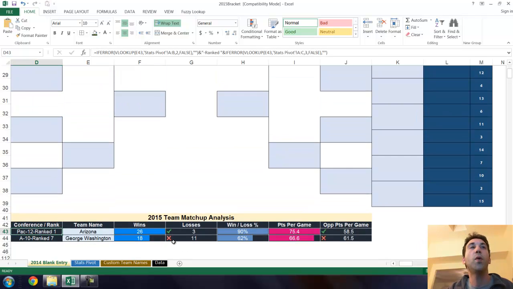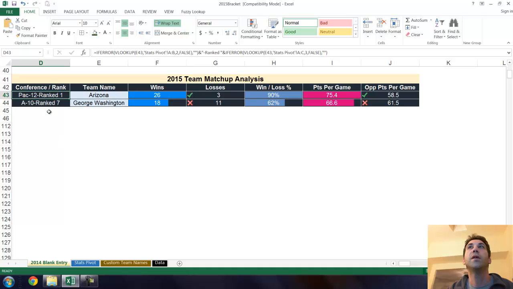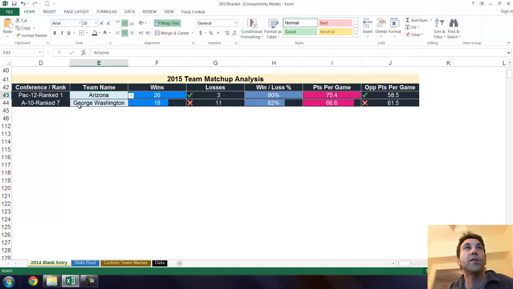This will tell you what conference they're in, and what they're ranked. So Arizona's ranked first in the Pac-12 right now, and in the A-10 conference, George Washington's ranked 7th. Here's their wins. This is a little data bar comparison. It kind of shows you who's got more wins. It gives you a check mark here if the team has fewer losses than the other team you're comparing it to. Win-loss percentage in comparison, points per game comparison, and then points against. And it gives you a check mark if the opponent's points per game are lower than the other opponent's points per game. So Arizona would be a big favorite based on all these numbers, right?